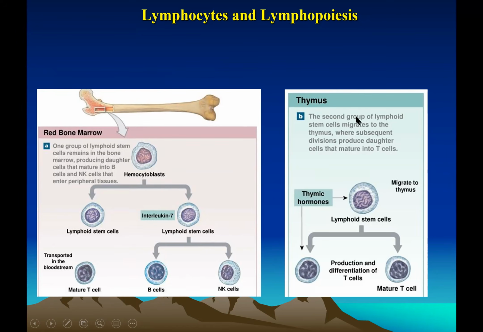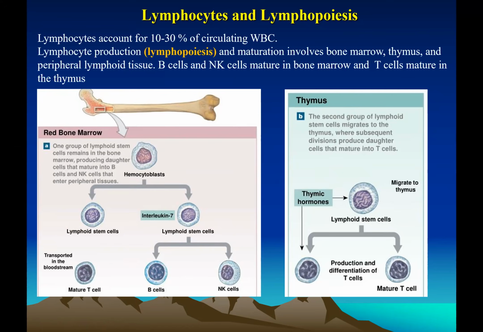The second pathway is a group of cells that will migrate to the thymus, and then they will mature in the thymus. That's why they are called T cells. Lymphocytes make up only 30% of the WBCs. Lymphocyte synthesis is called lymphopoiesis. The lineage that matures in the bone marrow are called B cells and natural killer cells. The ones that migrate to the thymus and mature there are called T cells.